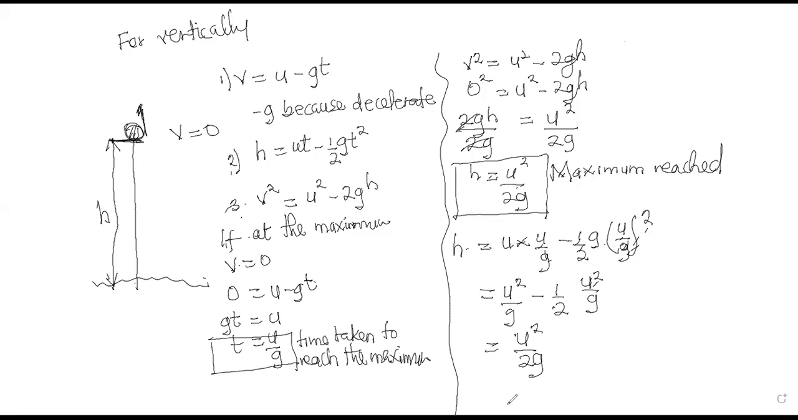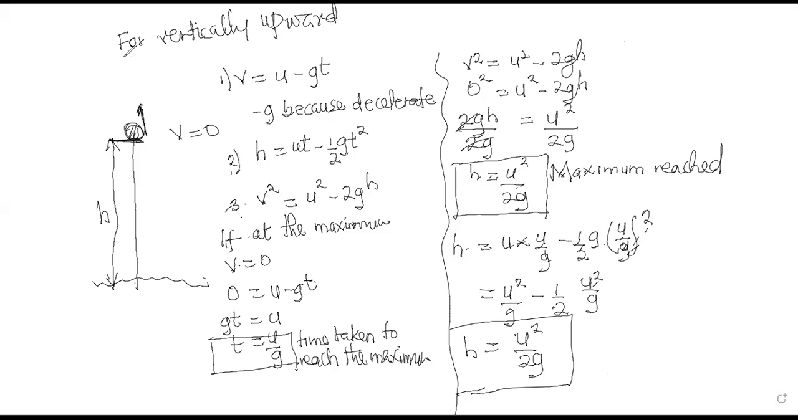Okay, so these are the two standard equations of motion for vertically upward motion, when the object is projected vertically upward. Next, let's look at when the object is projected downward from up and falls to the ground. Any question before we move on to vertically downward motion? This is for vertically upward.